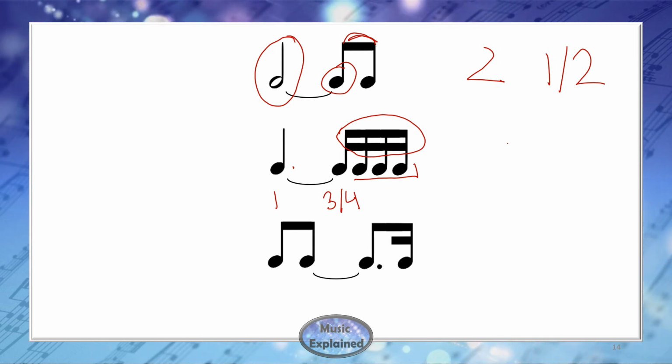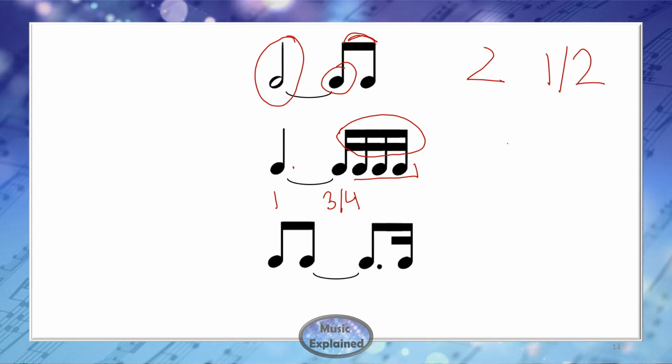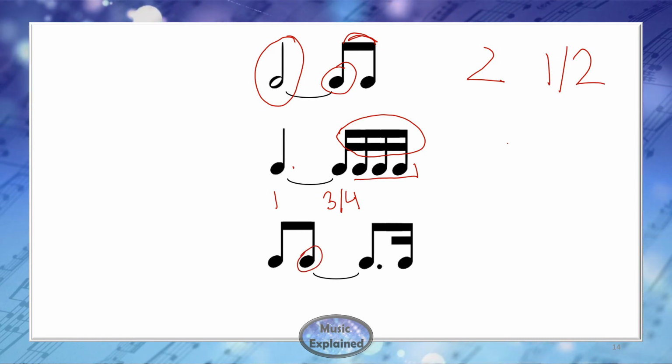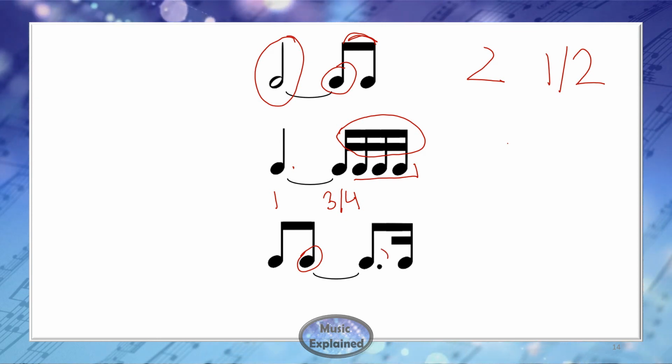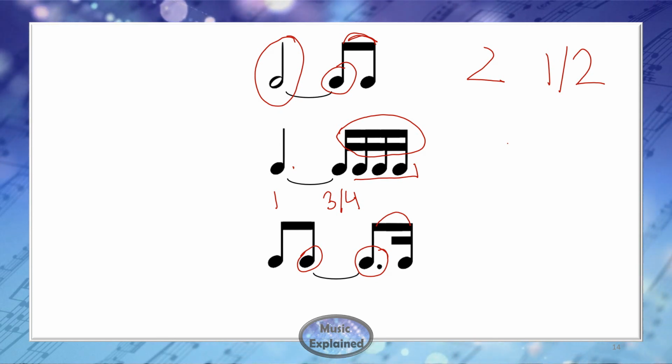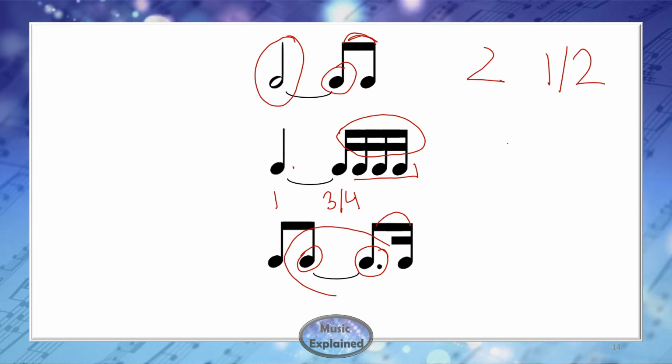My last example is a little bit more complicated. We have 2 8th notes connected with a beam, and this 8th note here is connected with a tie to a dotted 8th note, which is connected with a beam to a 16th note. There is no other way to represent this note's value.